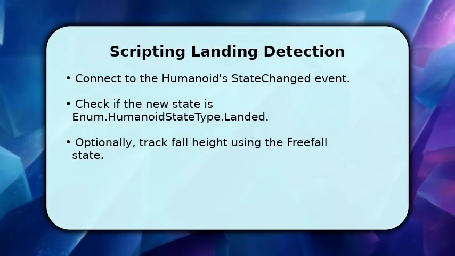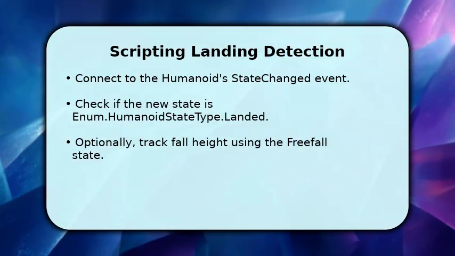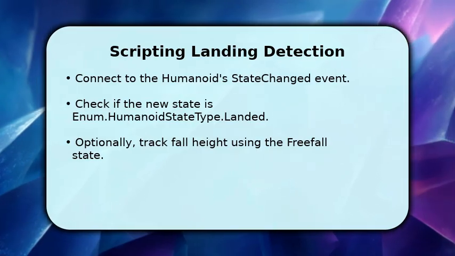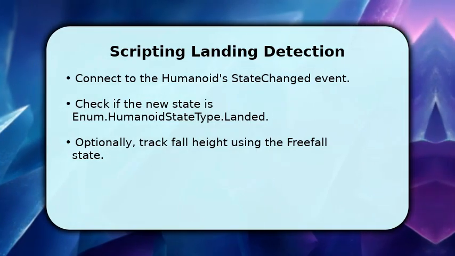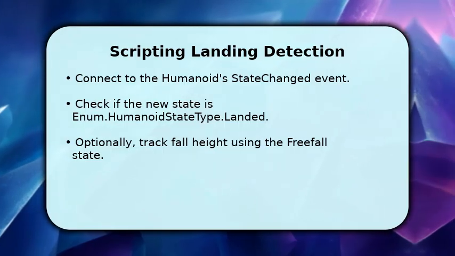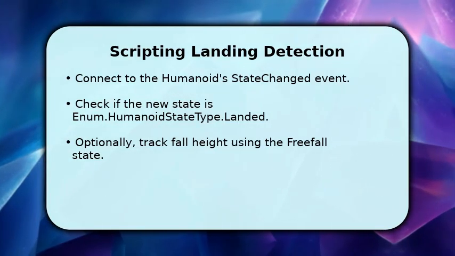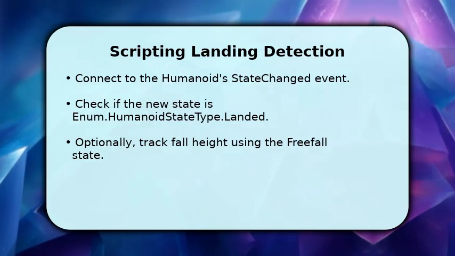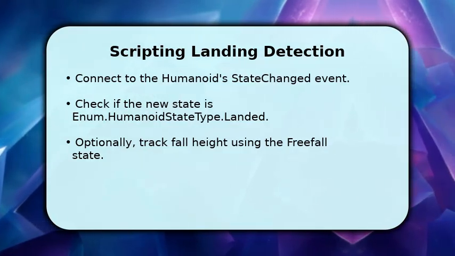Now, let's dive into the script to detect when a player lands. We will connect a function to the humanoid state changed event. This event fires whenever the player's state changes, such as from jumping to falling or from falling to landed. Inside this function, we will check if the new state is landed.